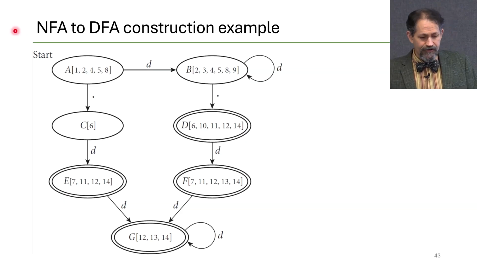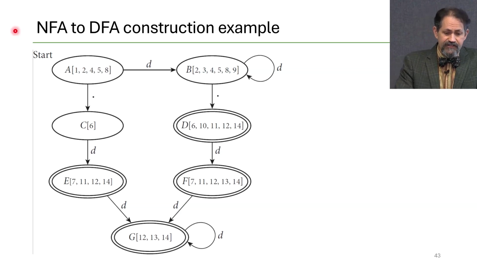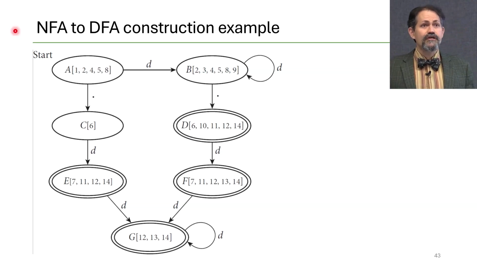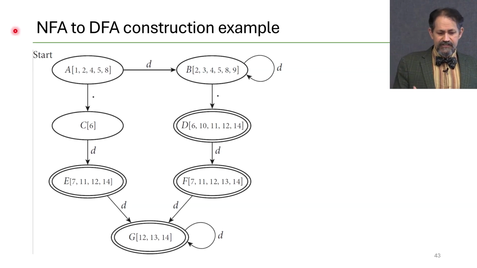All right, so on the whiteboard, we grouped the first 2 states, A and B, which represent the subset of states. So A represents the states 1, 2, 4, 5, and 8 from the non-deterministic finite automaton. B represents the states 2, 3, 4, 5, 8, 9 from the non-deterministic automaton. And if we follow the same approach, we can also get states C, D, E, F, and G, which represent all of the states as shown here in this diagram.